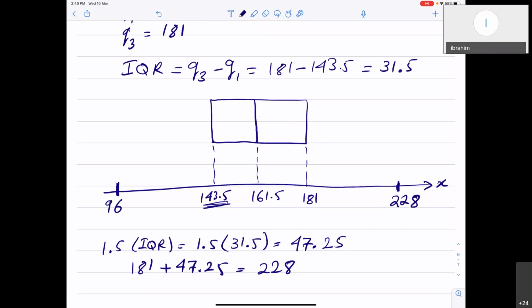Doctors, any numbers more than 228 and less than 96 are considered outliers? Yes, I'll come to that point. Unless I made a mistake, one second.